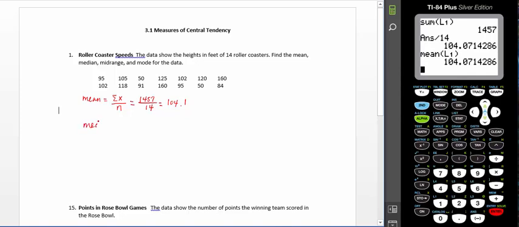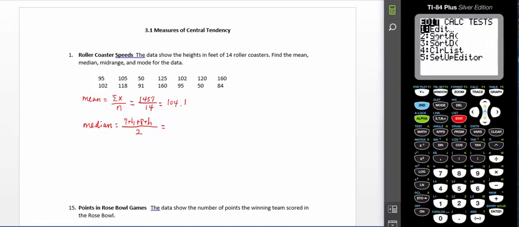Next, median. Median is defined as the middle number when everything is arranged in order. When there are 14 numbers, which is an even count, there's no middle number. So you're going to take the middle 2, which is the 7th and the 8th, and find the mean of those two. The busy work would be arranging these numbers in order, so I'm going to use the calculator to help us.